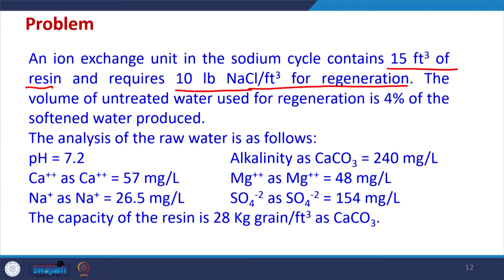Now, the analysis of raw water which is being treated is given here. It has a pH of 7.2, alkalinity as CaCO3 of 240 milligram per liter, and different types of ions are present in the water itself. So, we have calcium, sodium, magnesium, sulphate. These are already present in the water. Now, the capacity of the resin is 28 kilogram grain per feet cube of CaCO3. So, this is the capacity which is given.